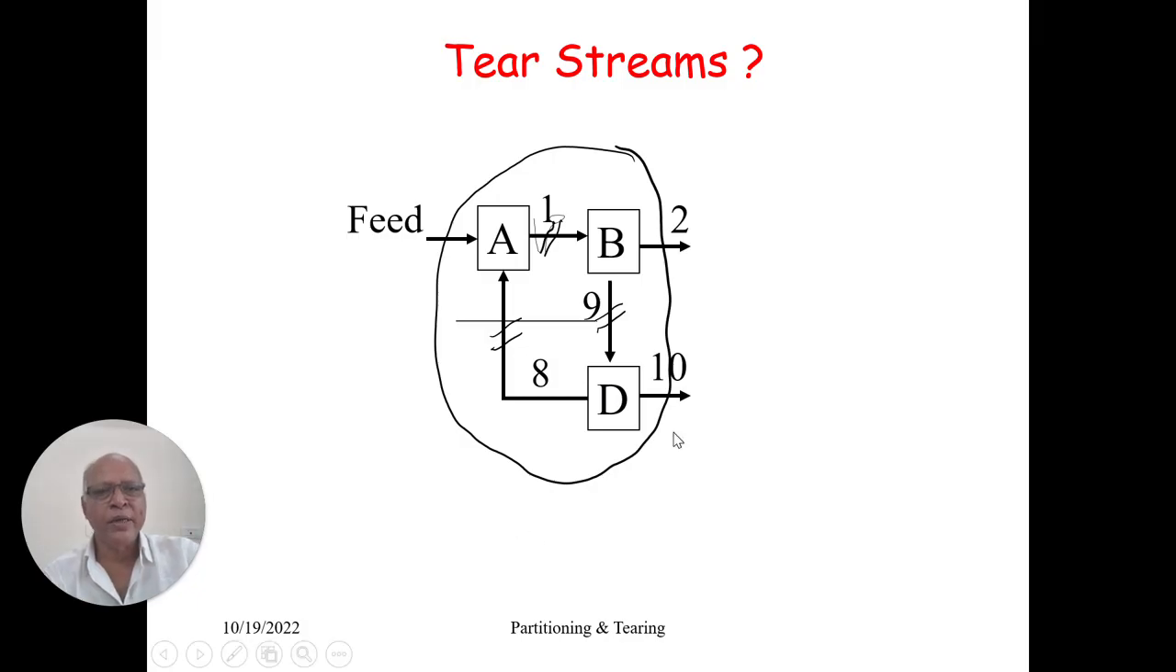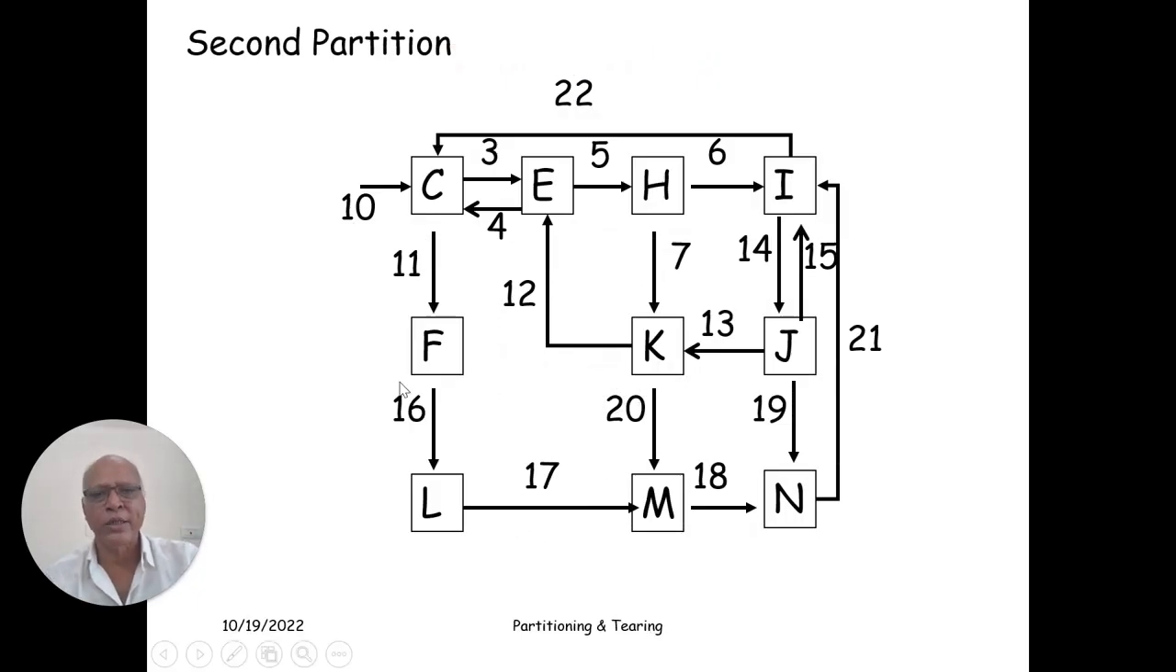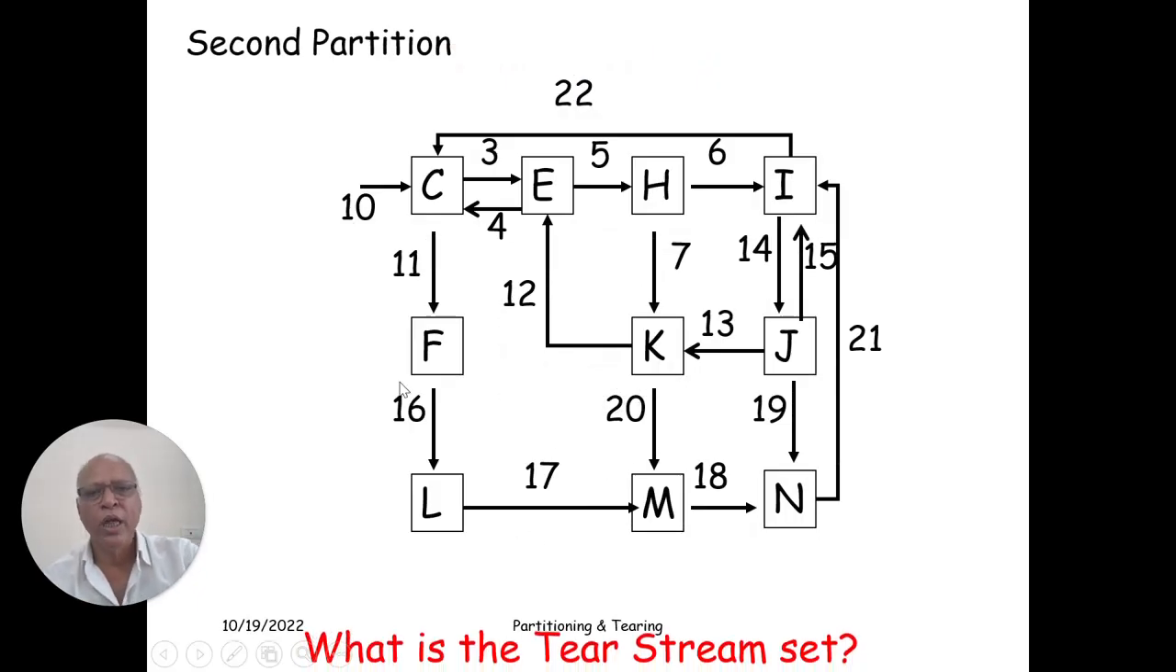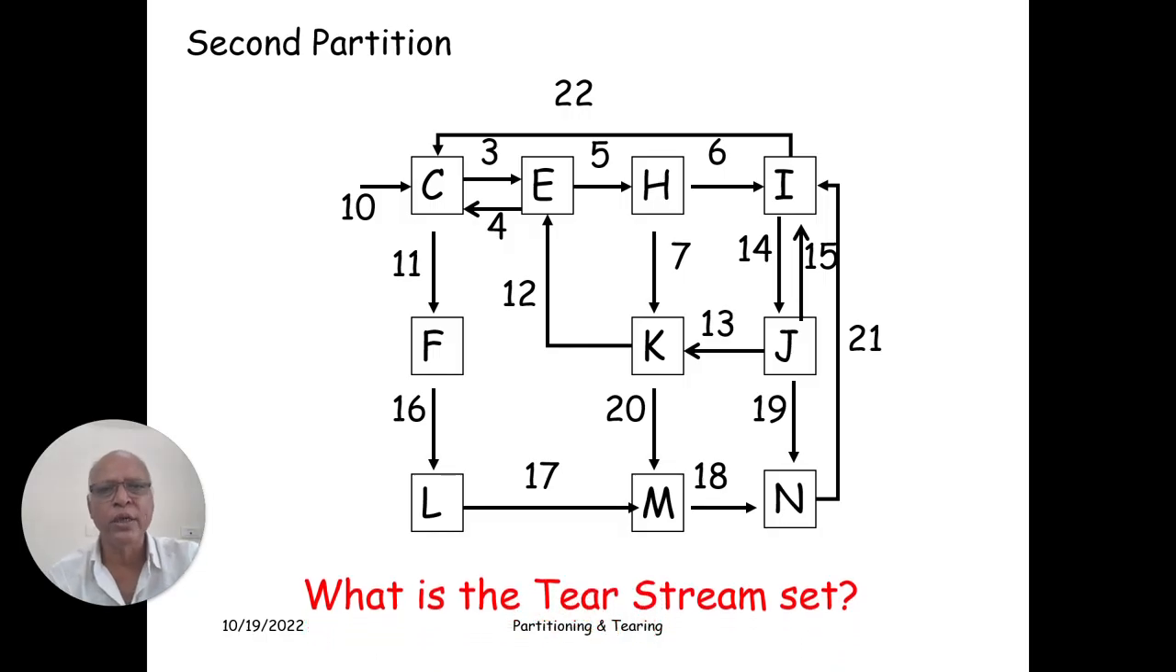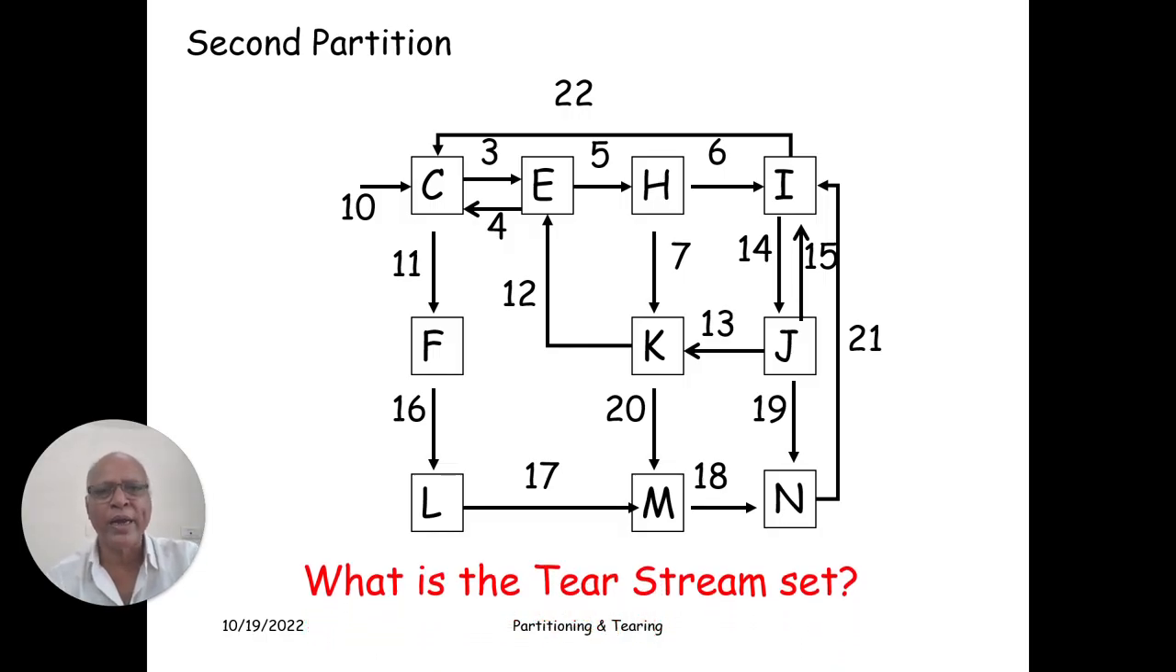Now let me consider the second partition in the example flow sheet. Now we have several units and there may be some interconnections, recycles. Then what is the tear stream set? In the previous problem, ABD, we need to tear only one stream. But if you need to tear more than one stream to solve a given problem, we call it a tear set. Set of all the tear streams.